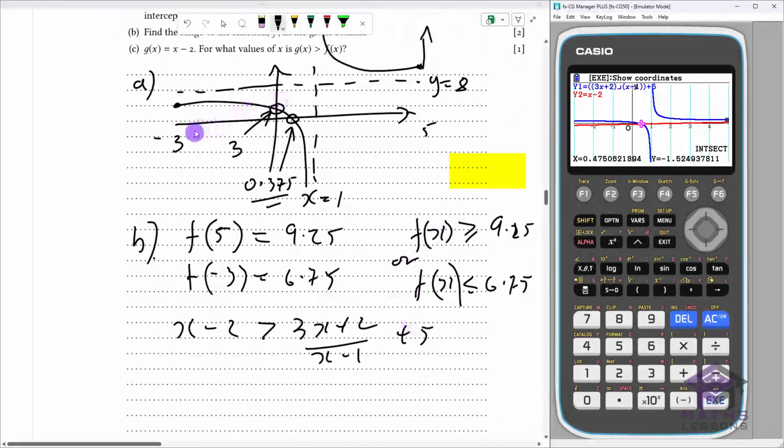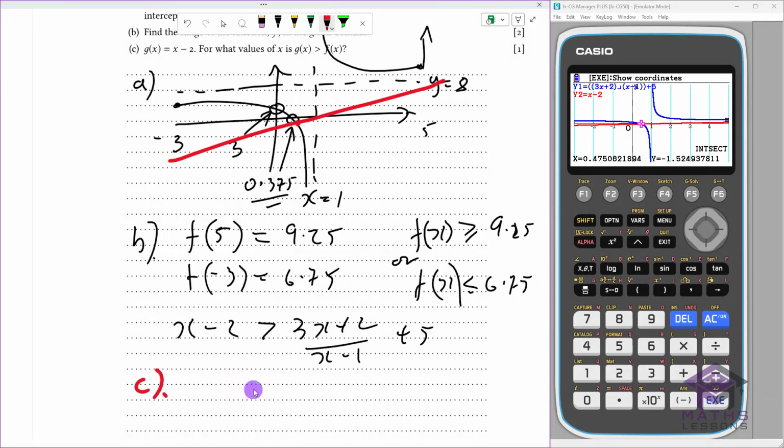So if we draw this, let me just get another color pen. If we were to draw this, it's going to be crossing at 0.475. So it's going to cross like this. Okay, there's 0.475 just there. So for part C, we know that f of x is bigger than g of x up to here, and that g of x, until we get to this x is 1 bit, is going to be bigger than f of x. So therefore, we've got that 0.475 is going to be less than or equal to x. Sorry, my writing's gone big.